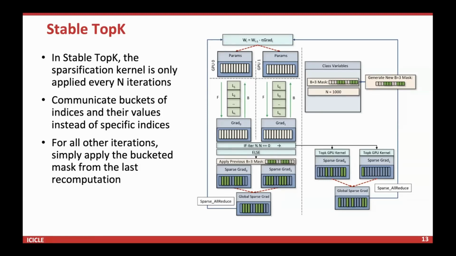And for all other iterations, simply apply the bucketed mask from the last recomputation. If you look at the figure here, once we compute the gradients on each GPU, we check if we should update the gradient buckets that we should communicate. If we don't, we just use the previous bucket to communicate. In this case, we only communicate those 6 gradients in this tensor, right?